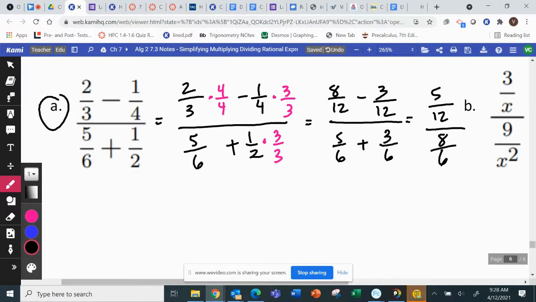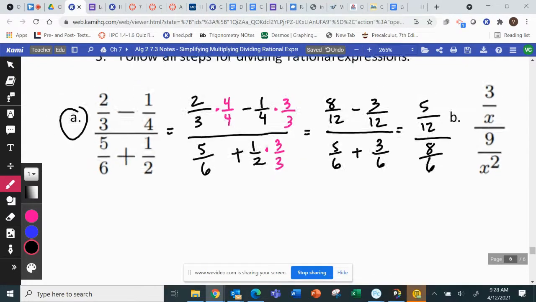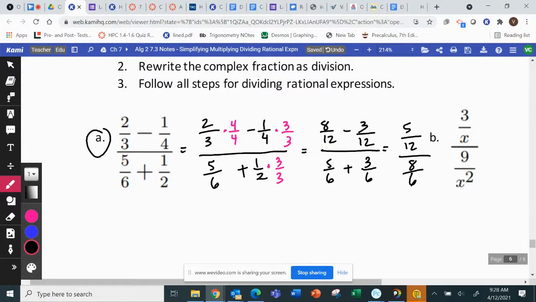Okay, so now once we get to one fraction over one fraction, we can look at the second step that says rewrite the complex fraction as division. So I'm going to rewrite this as 5/12 divided by 8/6. So I took 5/12 over 8/6 and changed it to 5/12 divided by 8/6. I haven't done anything but just rewrite it a different way. And then step 3, now we're just going to follow the steps we learned for dividing.